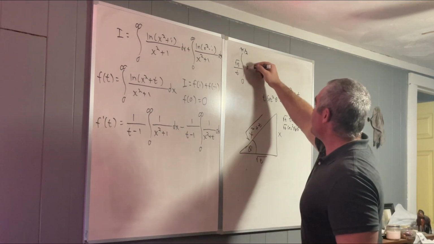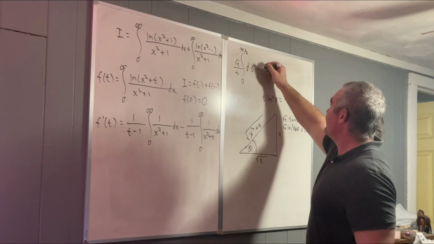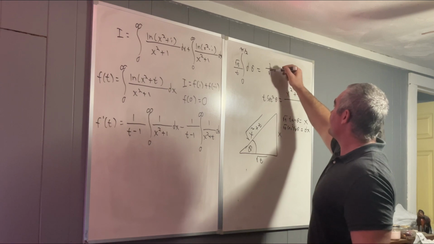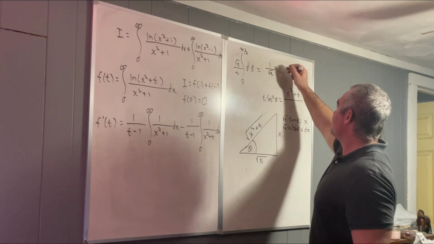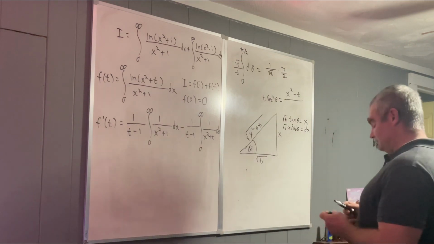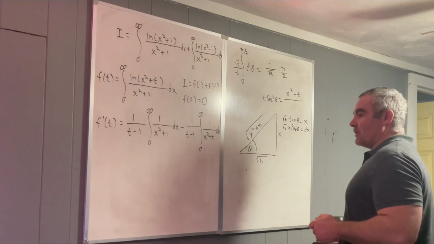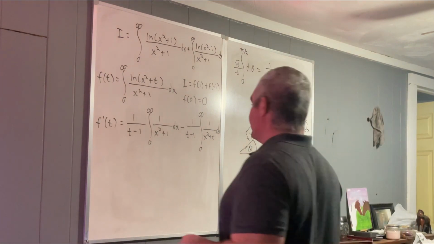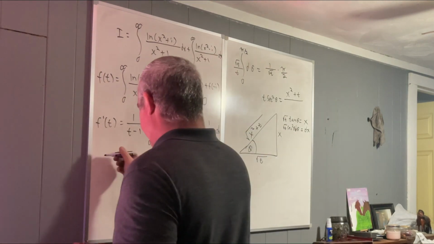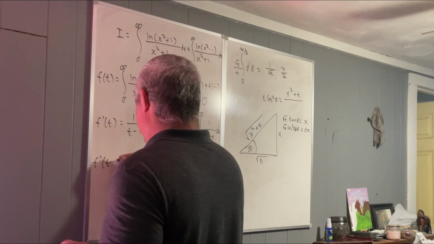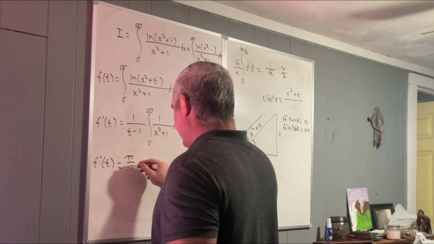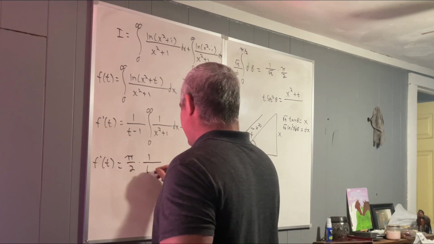So we're just left with a d theta, giving us 1 over the square root of t times pi over 2. Yeah, that's it. All right. So now let's go ahead and rewrite our f prime of t below here. So now we have f prime of t is equal to, all right, so this is going to be pi over 2 times 1 over t minus 1.